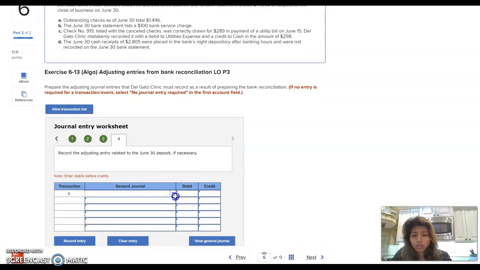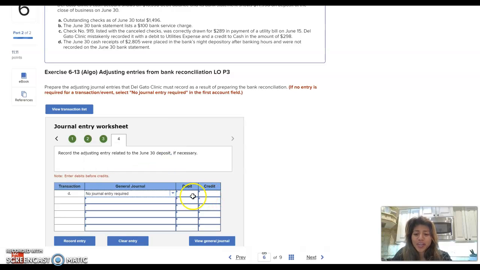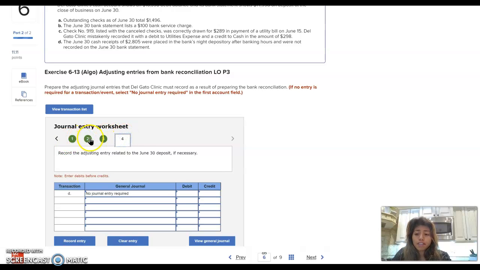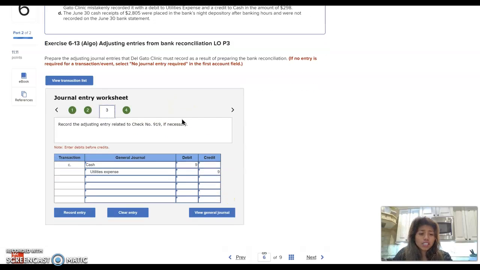No journal entry required. And so, as you can see, for 2 of them, there was no journal entry required. And then for the other ones, we were able to debit miscellaneous expense, credit cash, and debit cash, and credit utilities expense. If you guys have any questions, I can do my best to answer them.